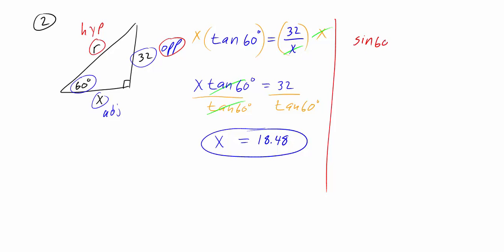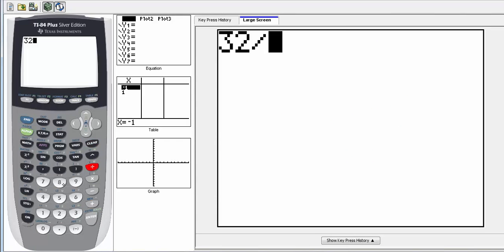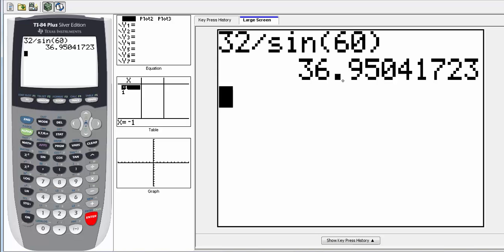So the sine of 60 degrees is equal to the opposite, which is 32, over the hypotenuse, which is r. And we would simply multiply again both sides by r. In that case, we get r sine of 60 is equal to 32. And then we would divide by the sine of 60, so we would get r is equal to 32 over the sine of 60 degrees. And going to the calculator, we would take 32 divided by the sine of 60, and we get 36.95.